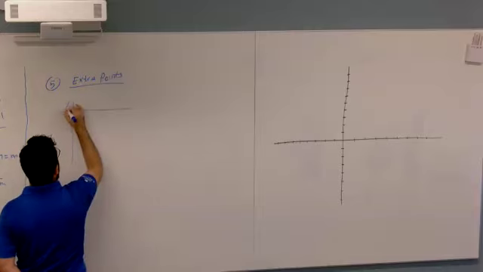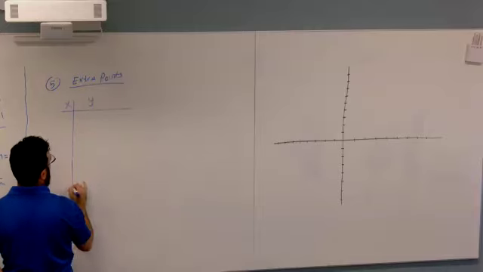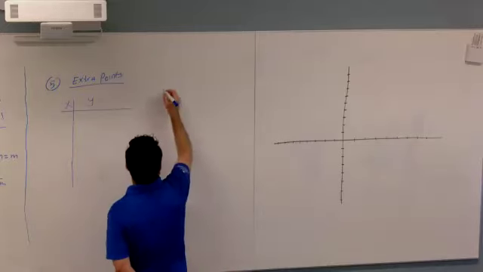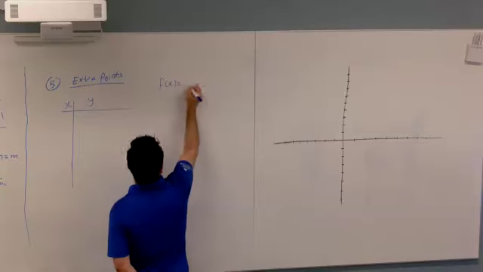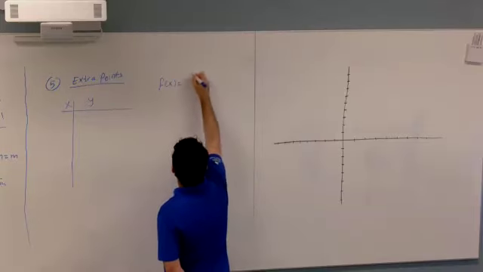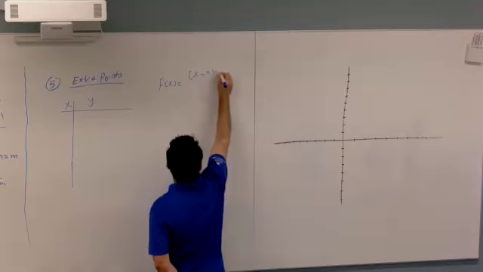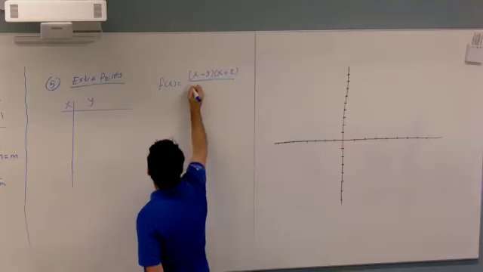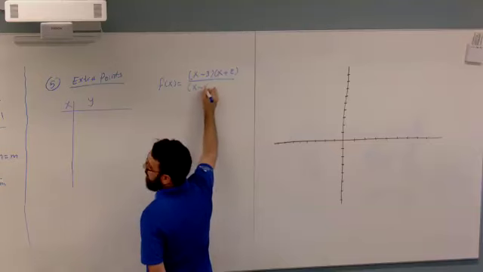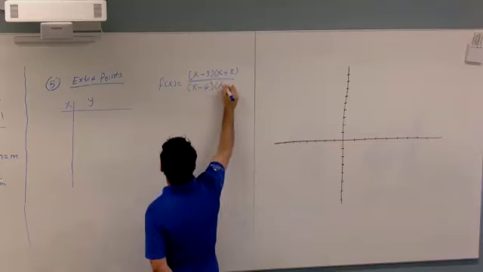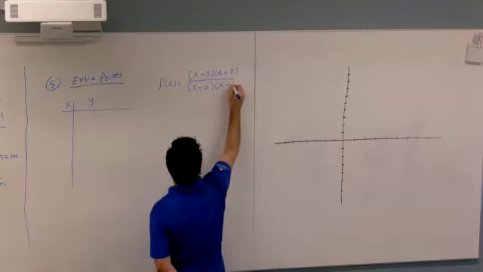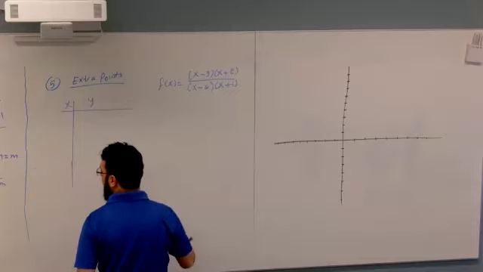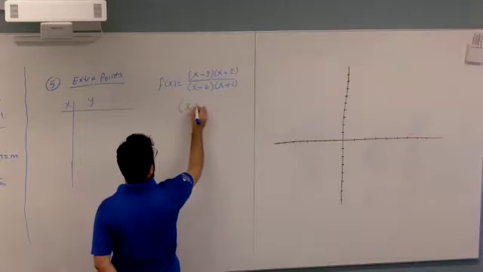Put x and y. Let's write down the original factor for our function: x minus 3, x plus 2, because we're going to use it, and x minus 6, x. And what we have: 2 x-intercepts, 3 and 0.